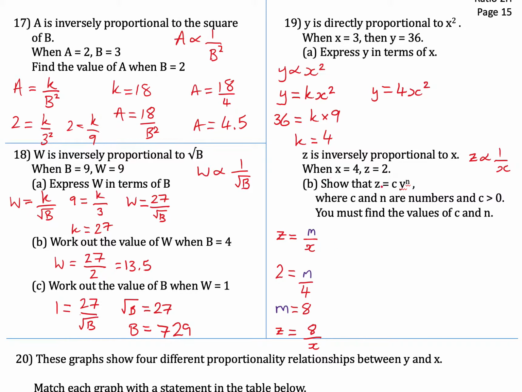Now, show that z is equal to c y to the power of n, where c and n are numbers and c is greater than 0. You must find the values of c and n. So in other words, show the relationship between y and z. Don't involve x. So what we want to do here is write one of these formulae in terms of x. So start by saying x equals, because then we can substitute it into the other formula to get rid of the x. So what should we go for here?